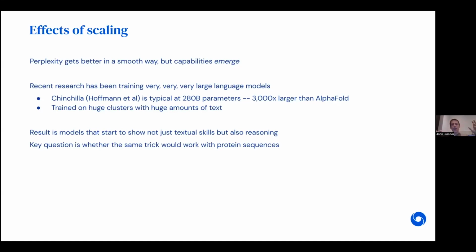And this is trained on absolutely huge clusters. People figure out what they want to do with the small sizes, and then they do this absolutely enormous run. And these models are incredibly powerful and useful. And so the question is really, does this trick transfer to proteins? No one quite knows yet.